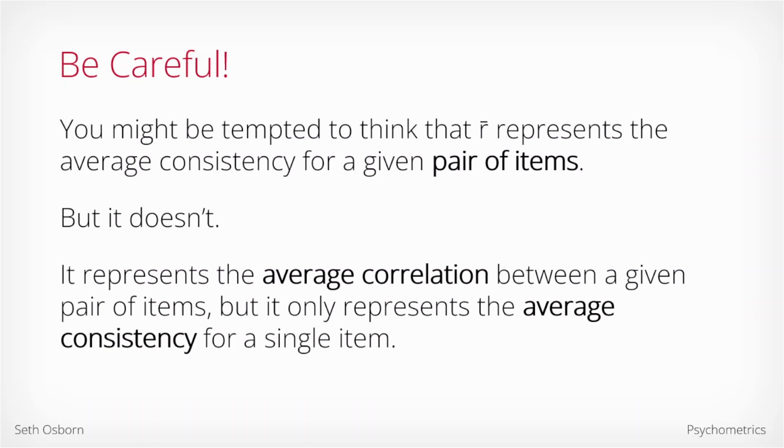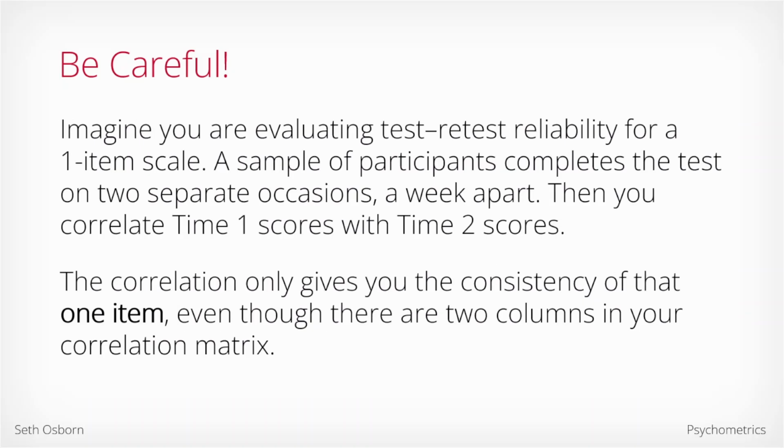Let's take a very simple example to think this through. Imagine you're evaluating retest reliability for a 1-item scale. Hopefully you're not using a 1-item scale. I would not encourage that, but just for simplicity, let's say we're doing that. For retest reliability, we have people take the same test at 2 points in time, and then we just correlate the scores. So let's say a sample of people take the test on 2 occasions, a week apart, and we correlate time 1 scores with time 2 scores. Now think about that. They answered 1 item at time 1, and they also answered 1 item at time 2.